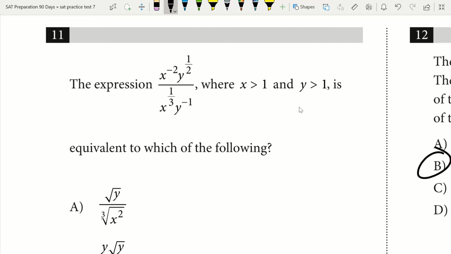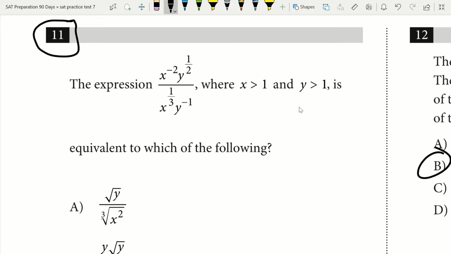Today, I have an SAT math tip and trick that can be applied to the math no calculator and the math with calculator sections. It deals with exponents with the same base being divided and multiplied, as well as having an exponent raised to a power and then that raised to a power as well. I'll explain all three of those rules in today's video, and this is going to be applicable to question 11 from SAT practice test 7.